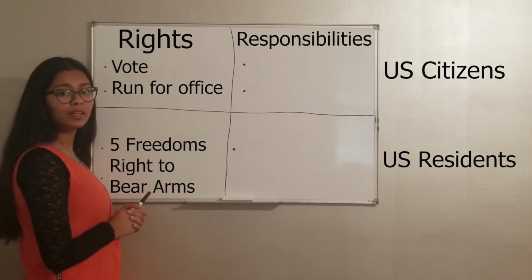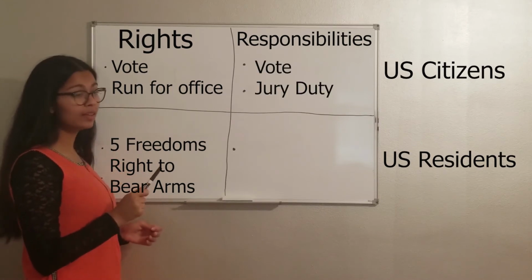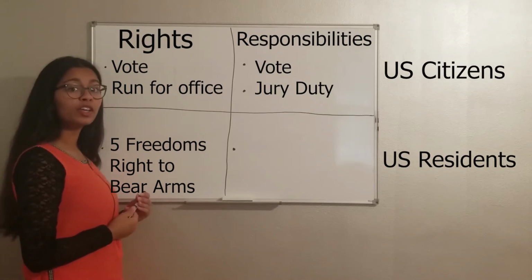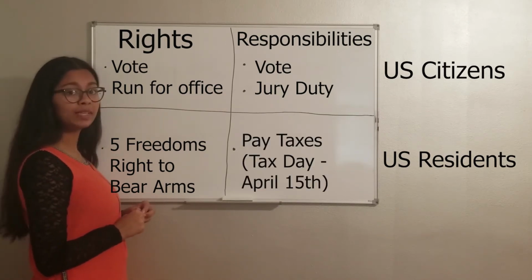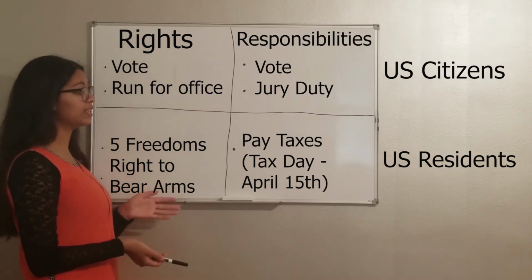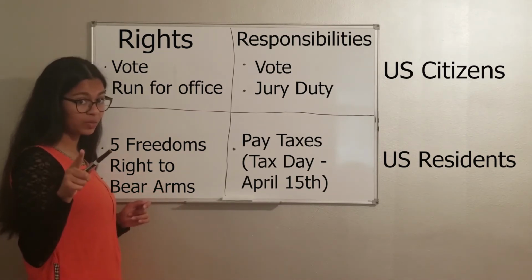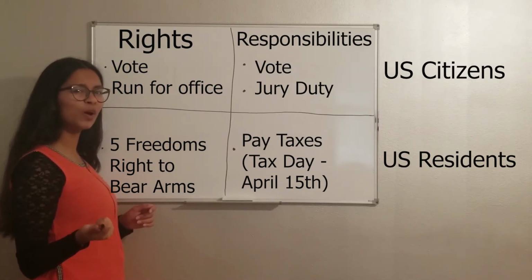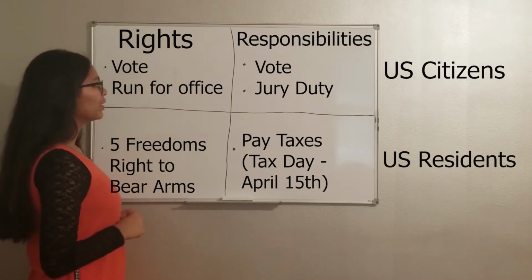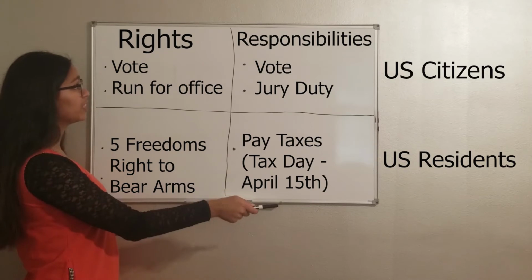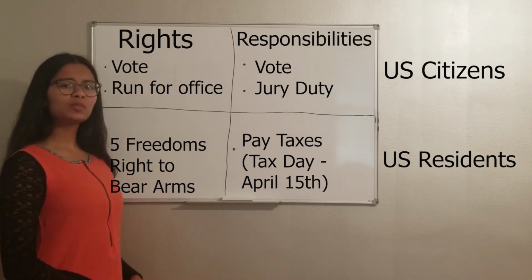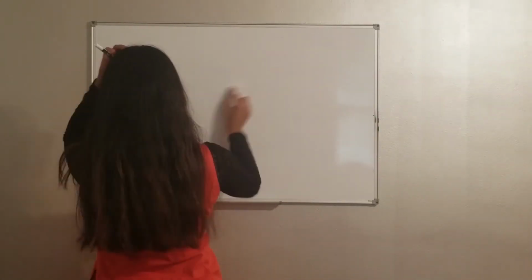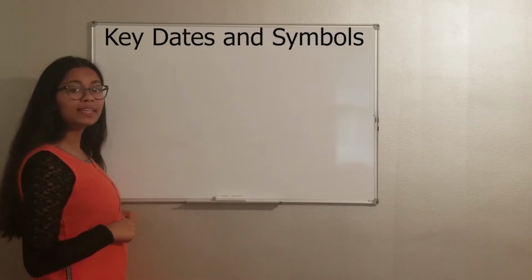So for US citizens, they are responsible for voting and for serving on jury. For US residents, their responsibility is to fill out their taxes and send in their taxes, which is one of the questions on the test, so remember this, April 15th is tax day, which I'm sure most of you know, but just a reminder. Okay, so now that we've finished with rights and responsibilities, let's move on to some key dates and symbols. Okay, key dates and symbols.